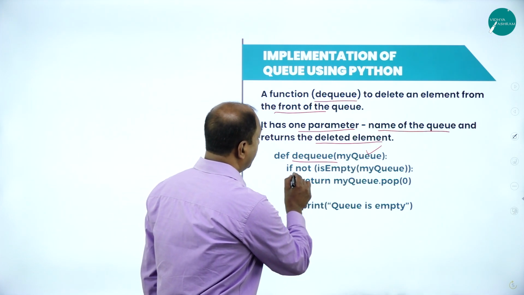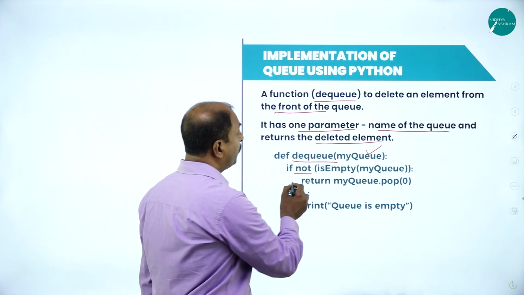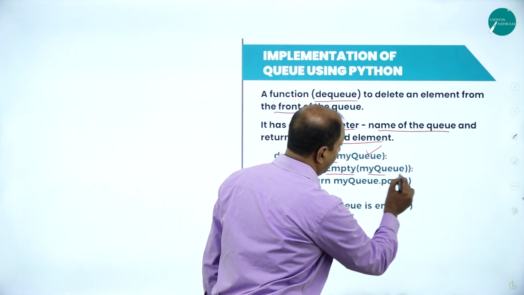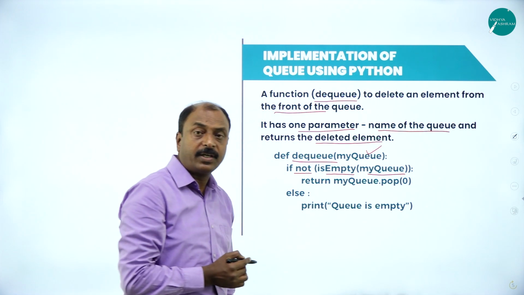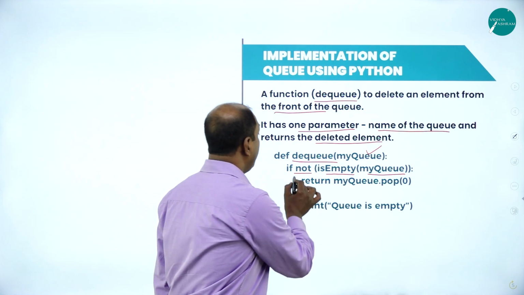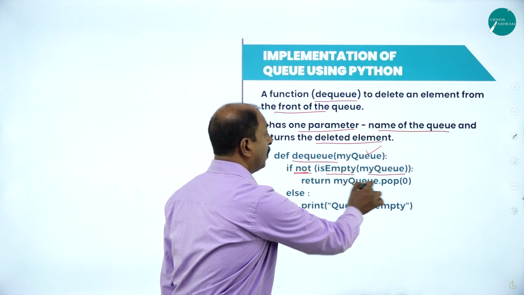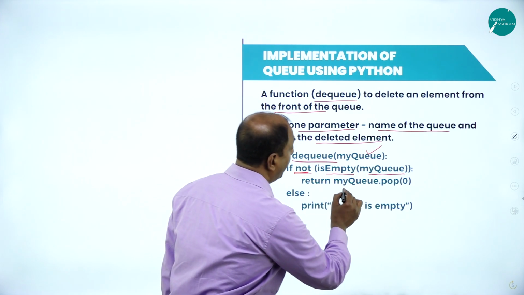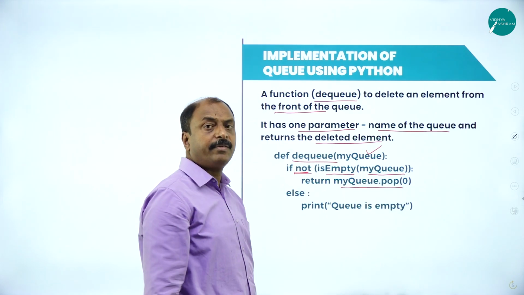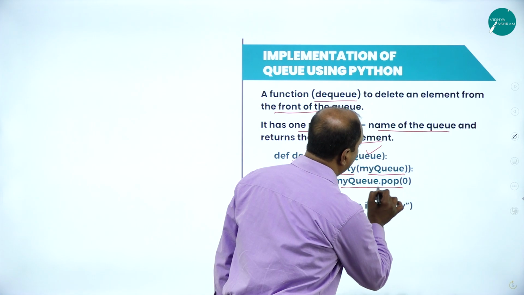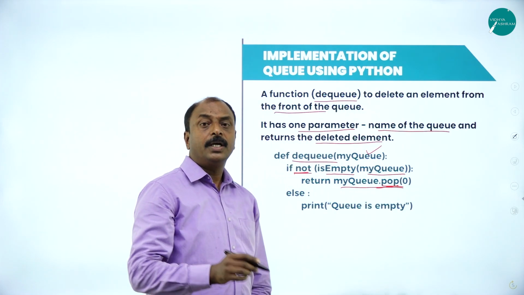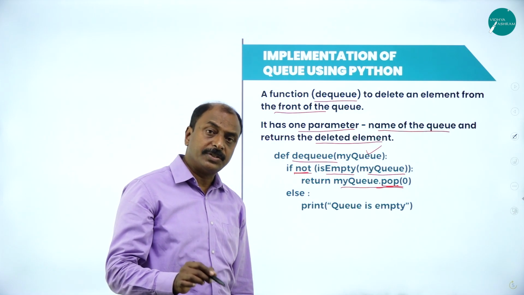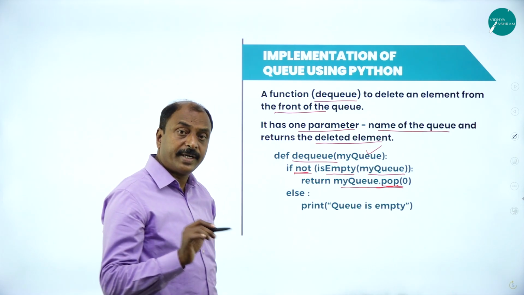Next, if not, we are using a not operator. If not is empty of myQueue. Please observe this. We are using this syntax to check for is empty. So here if not means it is not empty. Then return myQueue.pop. Here we are using the pop function. We are using the pop function to remove an element from the data structure queue at the front pointer.